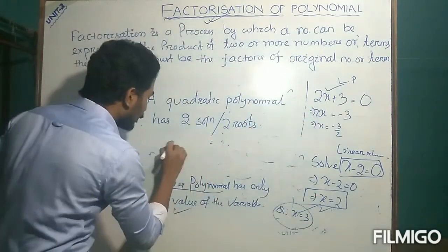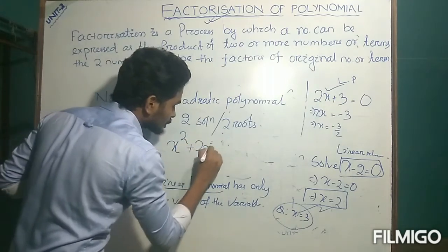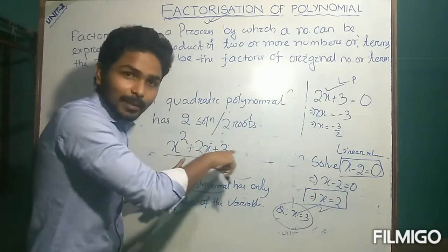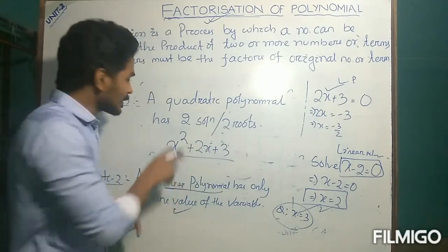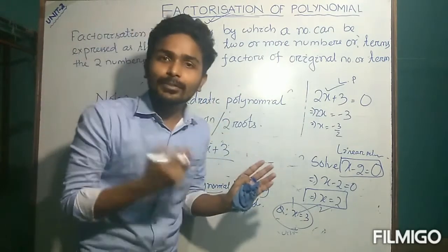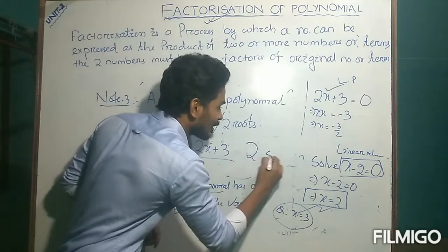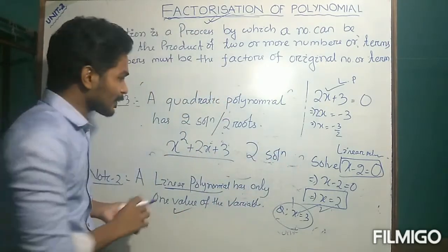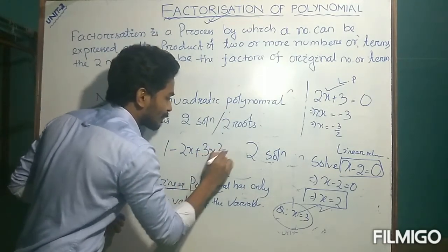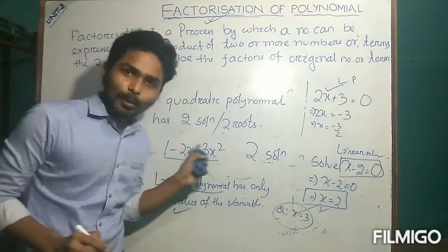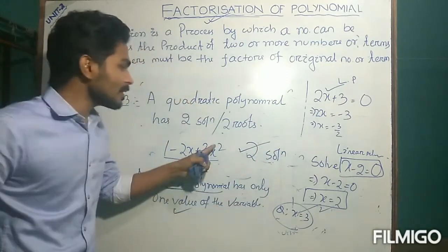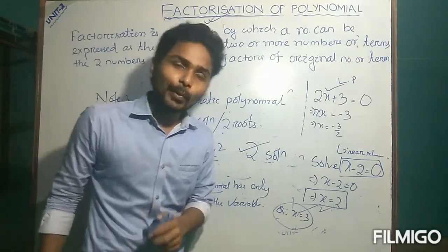Suppose I am taking a polynomial. First say, is it a linear polynomial or a quadratic polynomial? It is a quadratic polynomial because it has power 2 or degree 2. Since it has degree 2, how many solutions can we get from this? We can get only 2 solutions. If this is the equation 1 minus 2x plus 3x square, it is also a quadratic polynomial. So how many solutions can we get? Only 2 solutions, because the highest power is 2, because the degree is 2.